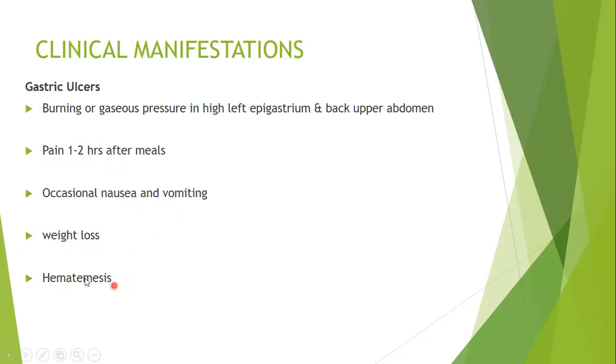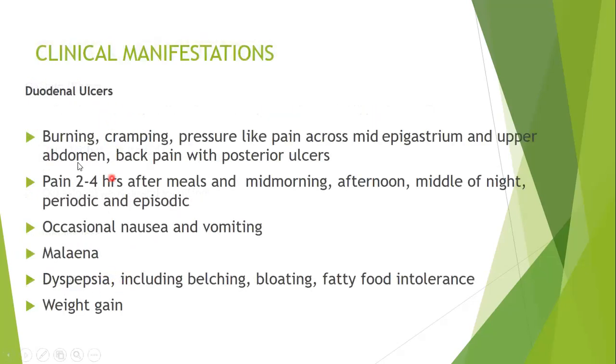Then hematemesis, that is vomiting blood. What about duodenal ulcers? Duodenal ulcers may also present with pain that is described as burning, cramping, or pressure-like pain across the mid-epigastrium and upper abdomen. This one may also radiate to the back with posterior ulcers of the duodenum. Now, note that pain occurs 2 to 4 hours after meals, which is much later. In gastric ulcers, we said 1 to 2 hours, but with this one, the pain will occur 2 to 4 hours after meals, and also mid-morning, in the afternoon, and in the middle of the night. Patients will have periodic and episodic pain. So 4 hours after one has eaten, the pain worsens. When they eat, they get some relief for the first 1 to 2 hours. Thereafter, the pain resumes. That is typical of duodenal ulcers.